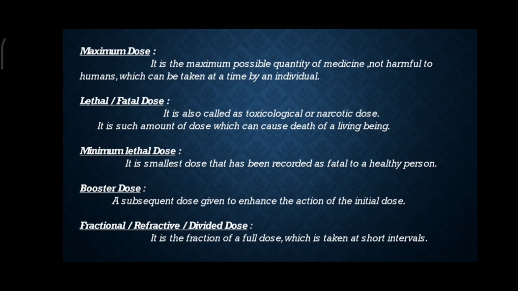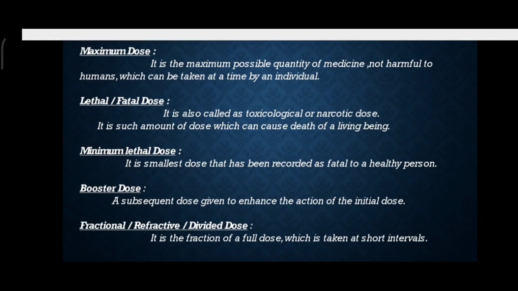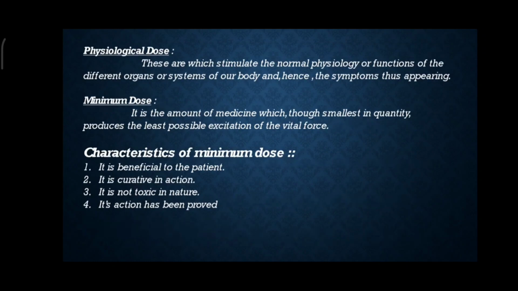Next comes booster dose. It is the subsequent dose to enhance the action of the initial dose. Next comes fractional or refractive or divided dose. It is a fraction of the full dose which can be taken in short intervals. Means a complete dose is divided into a number of fractions and given in short intervals of time. Next comes the physiological dose. Physiological doses are the doses which can stimulate the normal physiology or functions of different organs or systems of a body. Hence the symptoms appearing are known as physiological symptoms.